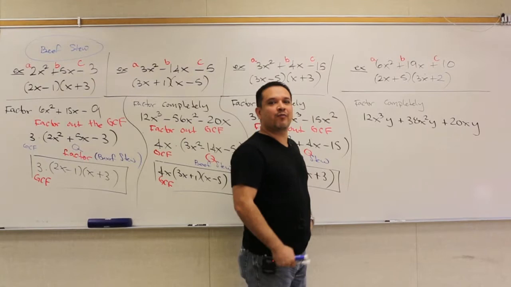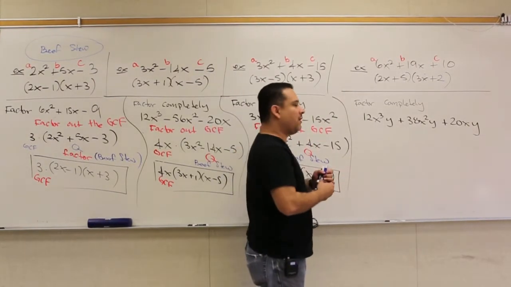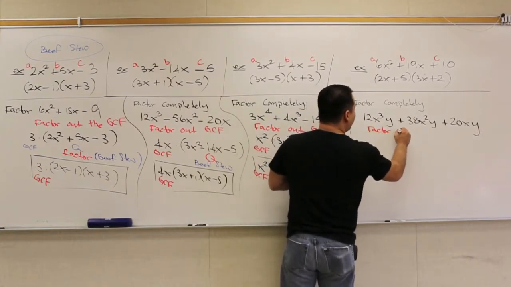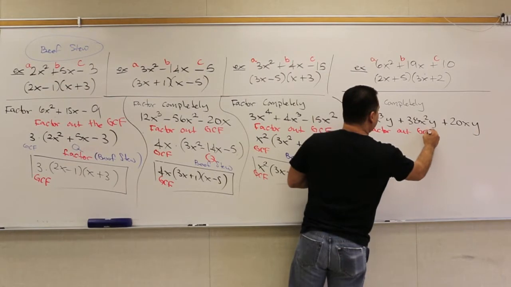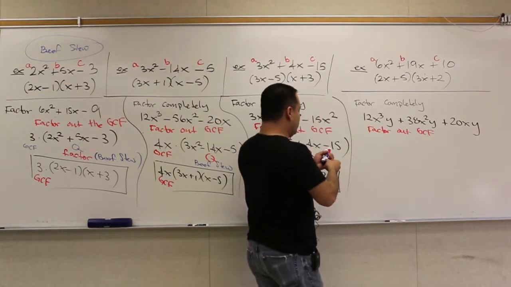So what do you guys think? What's the process again? This is not beef stew or chicken soup. What do you have to do? Factor out the what? Factor out the greatest common factor. So what's the greatest common factor now? 2, what is it?